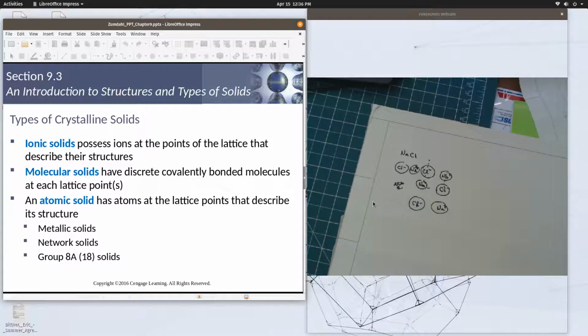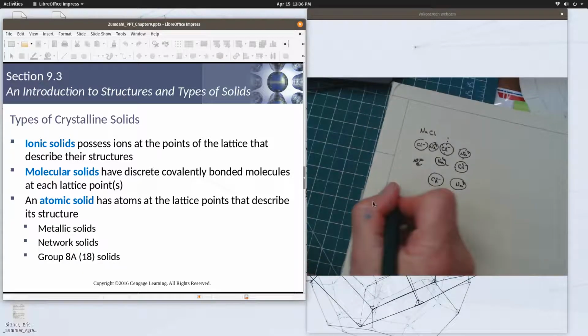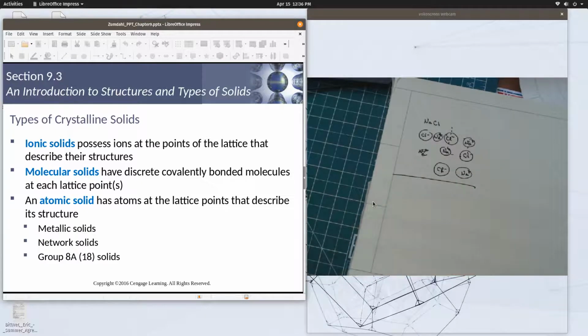Molecular solids are systems in which each lattice site, instead of being an atomic site, is possibly a molecule. For example, anthracene or naphthalene is another example. Anthracene is this molecule.